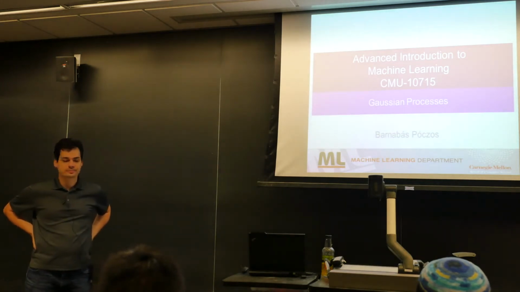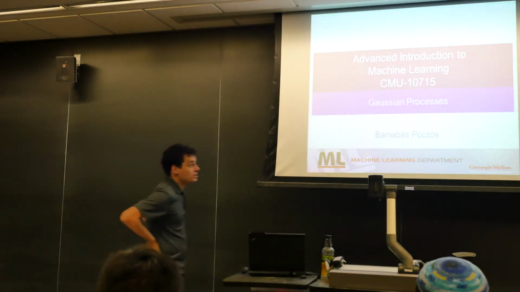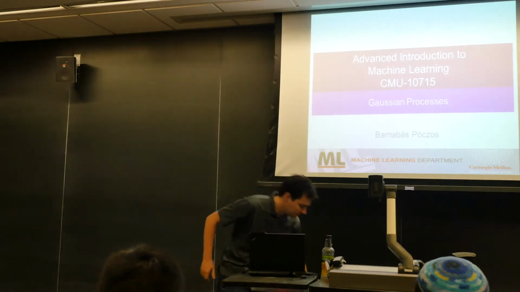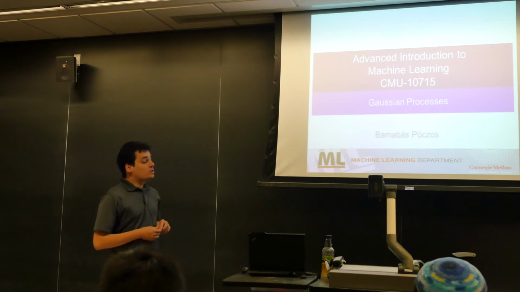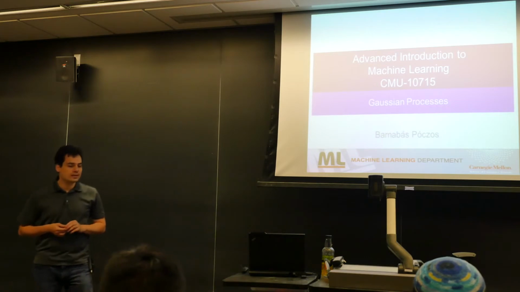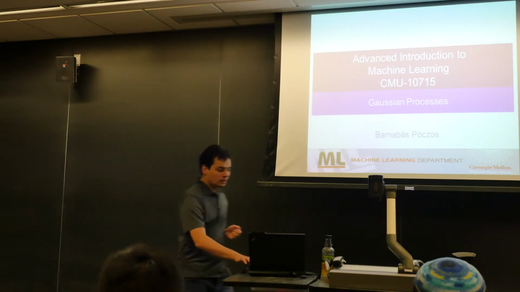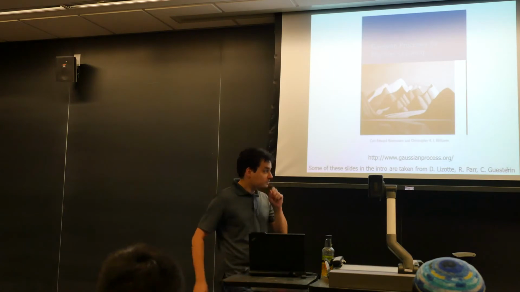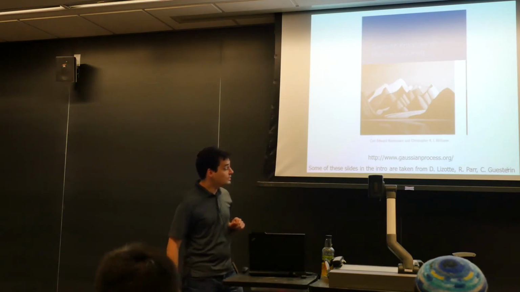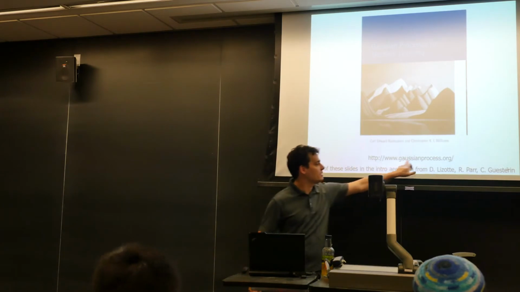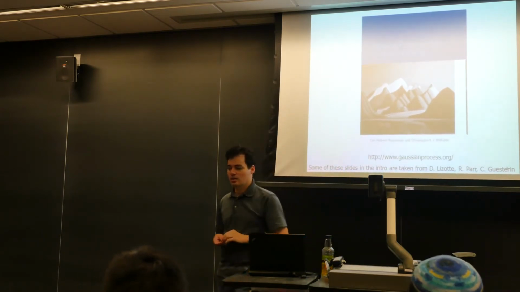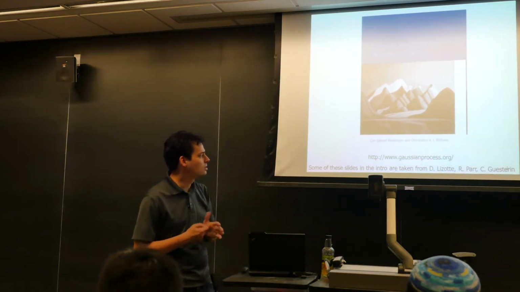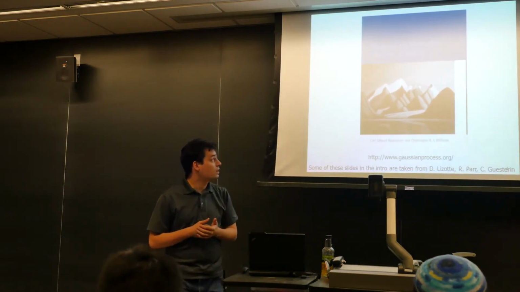The plan for today is to discuss Gaussian processes, especially Gaussian processes for regression. So it will be a new algorithm for regression. And we will follow the treatment of this book. If you go to this website, you can download the PDF of this book. And we will just discuss, I think, chapter 1 or chapter 2.